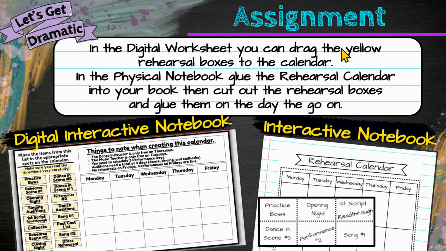In the digital worksheet, you can drag the yellow rehearsal boxes to the calendar. So you can just drag these on over here. In the physical notebook, glue the rehearsal calendar up here into your book, and then you cut out the rehearsal boxes and glue them on the day that they would go. Make sure you go in an order that makes sense. For example, we have our dress rehearsal right here, but we also have some performance days. Opening night is a performance day, so make sure that you put these in a way that makes sense. Don't have practicing or dress rehearsals after performances and things of that nature.